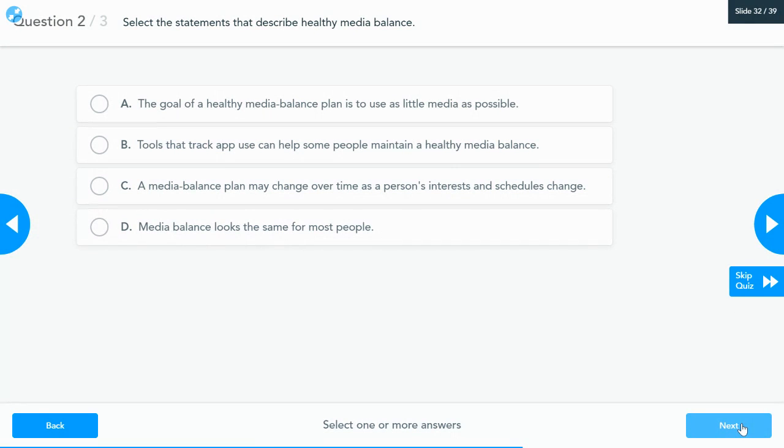Select the statements that describe healthy media balance. The goal of a healthy media balance plan is to use as little media as possible. Choice B, tools that track app use can help some people maintain healthy media balance. C, a media balance plan may change over time as a person's interests and schedule change. Or D, media balance looks the same for most people. So select the statements. Multiple ones of these can be true and multiple ones of these can be false.